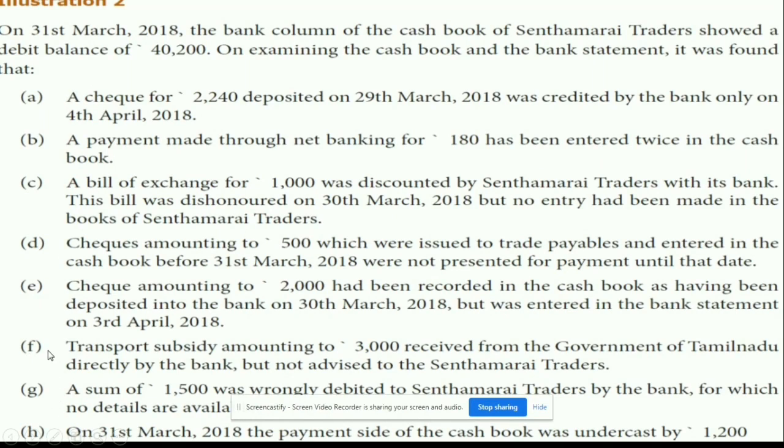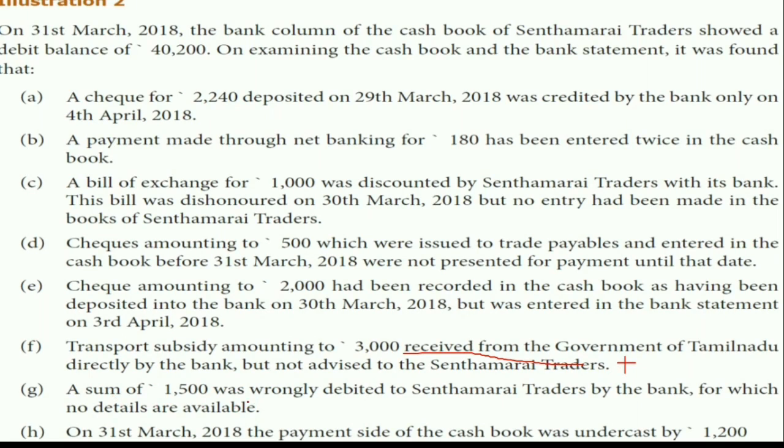So the last three transactions we are going to see now. The transportation subsidy amounting to rupees 3,000 received from the Government of Tamil Nadu. Once I am receiving an amount, that will be shown on the add column of the bank reconciliation statement. The amount will be added in the passbook because the money has been deposited in the bank. So that has to be added.